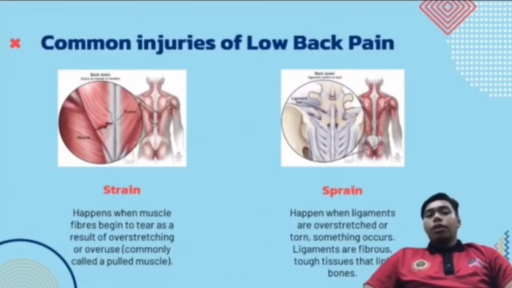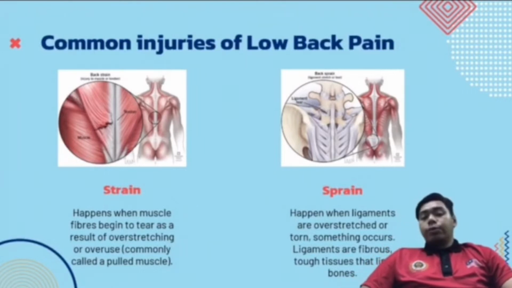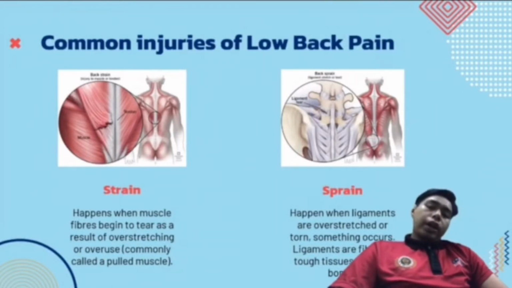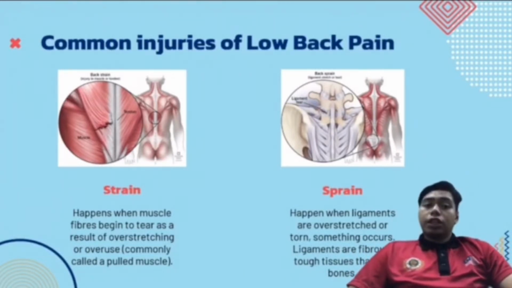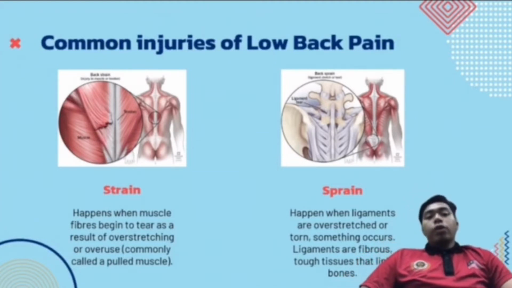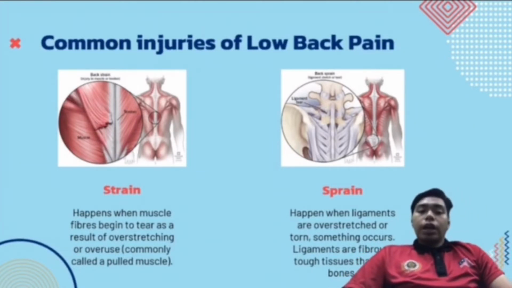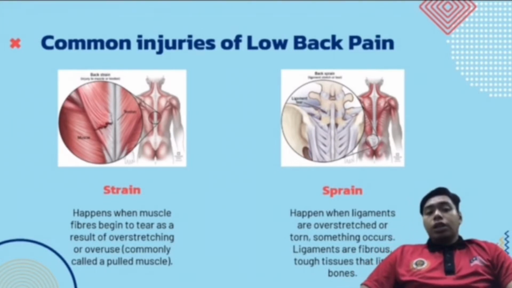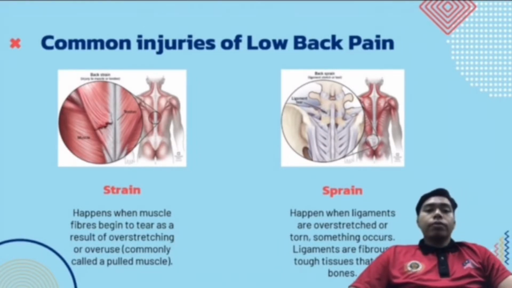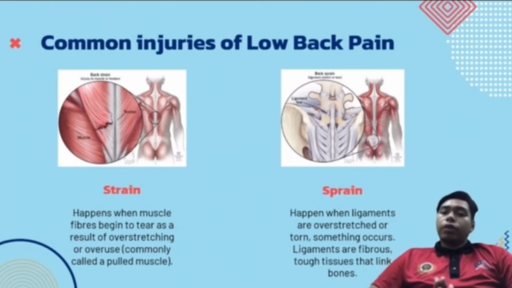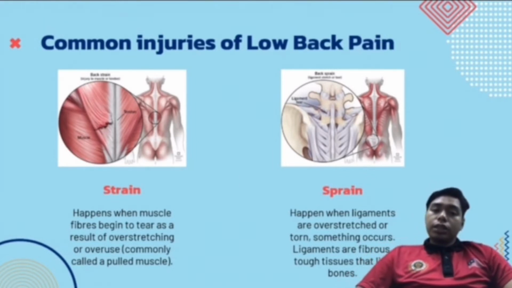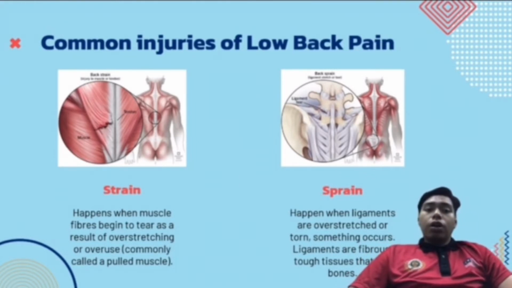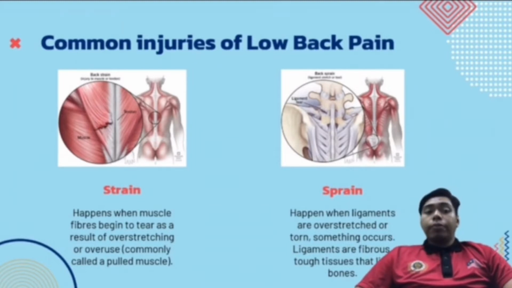Common injury of low back pain is strain and sprain. Strain occurs when muscle fibers begin to tear as a result of overstretching or overuse. Meanwhile, sprain occurs when ligaments are overstretched or torn. This soft tissue's function is to help hold the body upright and support weight from the upper body. If put under too much stress, the low back muscle or soft tissue can become injured and painful.